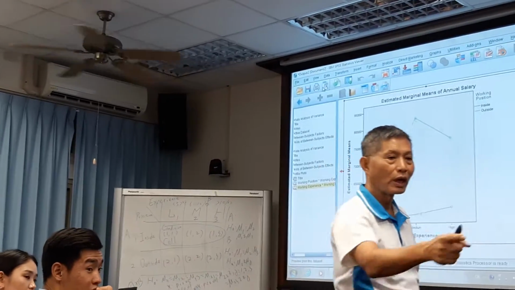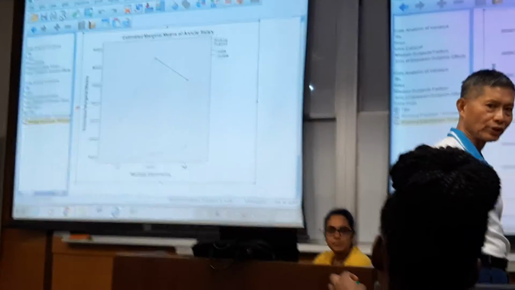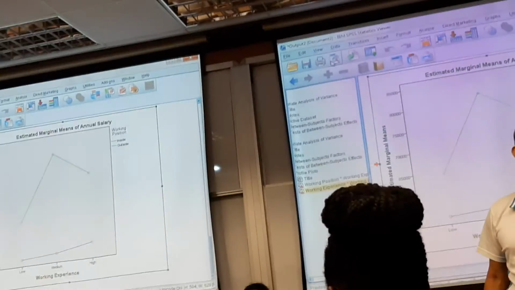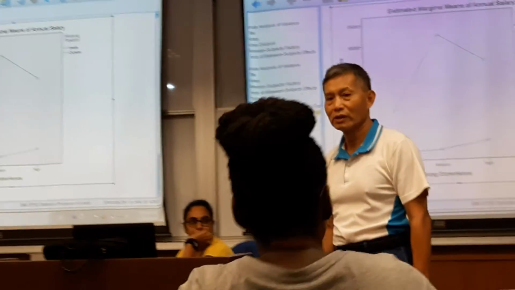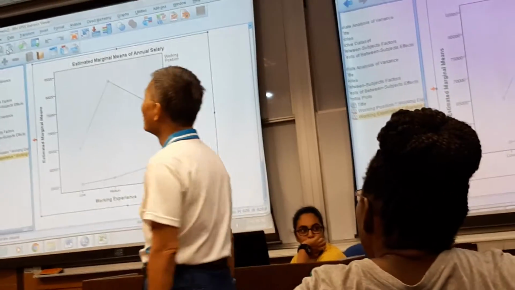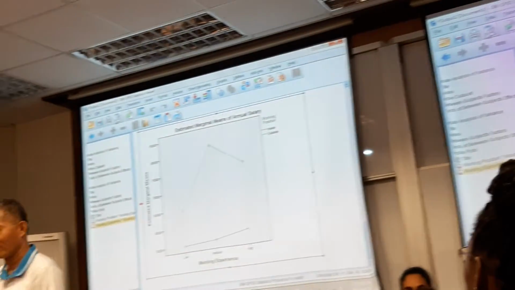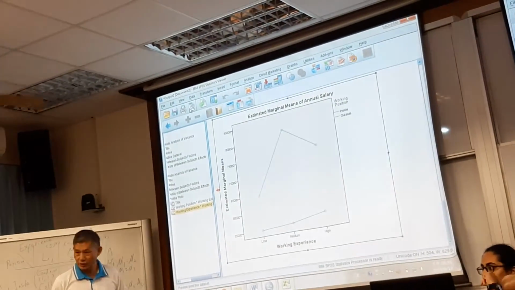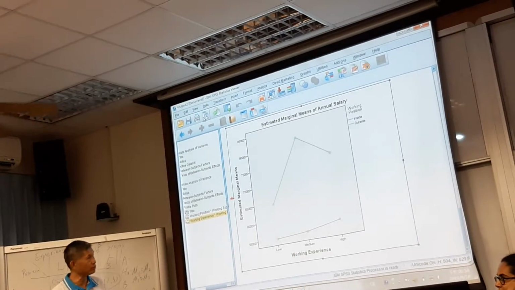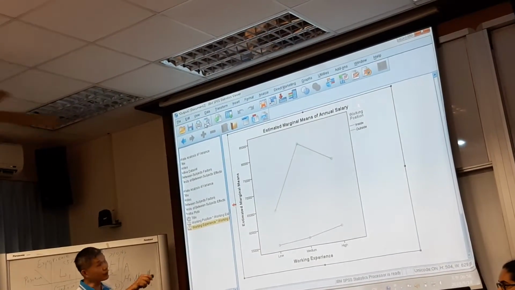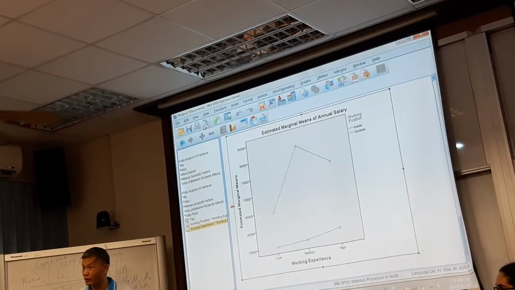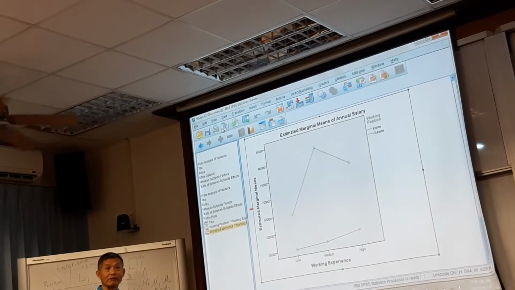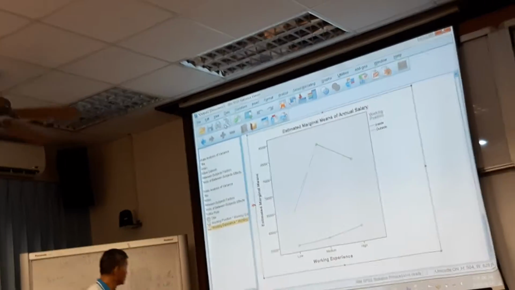Can you answer my question? What's the definition for interaction? He just said that there's no significance between the two factors. What's the definition for interaction? The definition of interaction between this variable and this variable. In this case, the interaction is significant. But what's the definition?